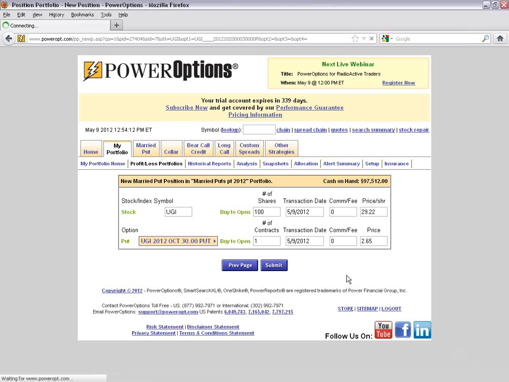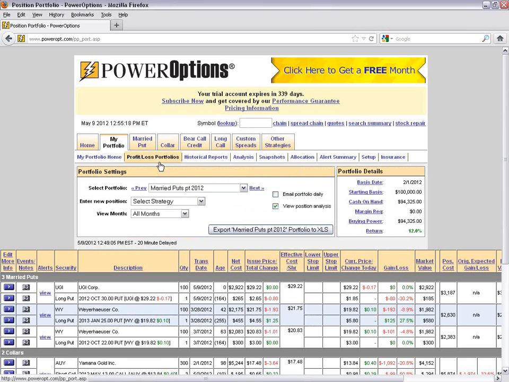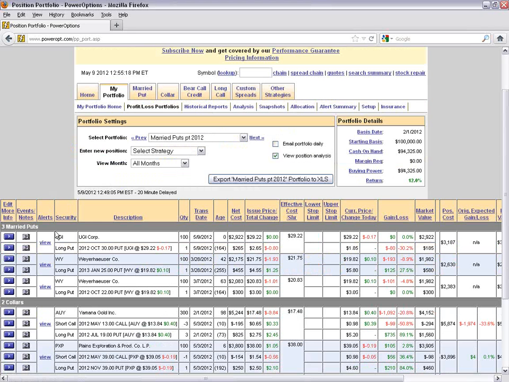All right, let's go ahead and click Submit. And this will link us into the Profit and Loss Portfolio under the My Portfolio tab. The Profit and Loss Portfolio is where we track our open positions. As we maybe make an adjustment, we sell a call using income method number 1 and then buy to close it. Well, you won't see that closed transaction in the Profit and Loss Portfolio. You'll still see your married put, but the closed transaction you'll be able to view in the historical reports or in the portfolio analysis tab here.